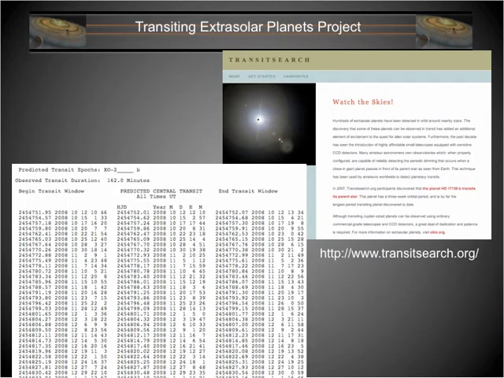Once I've picked out a planet, say it's XO-2b, then I use another resource called Transit Search. Even if you're just into amateur astronomy and you have a way of photographing your images, you can go here too and find out when these transits are predicted to take place, and you can plan your observing around that so that maybe you can catch a transit too.